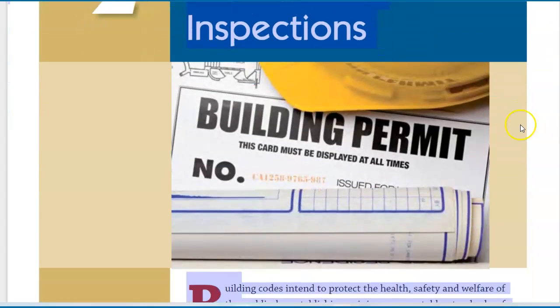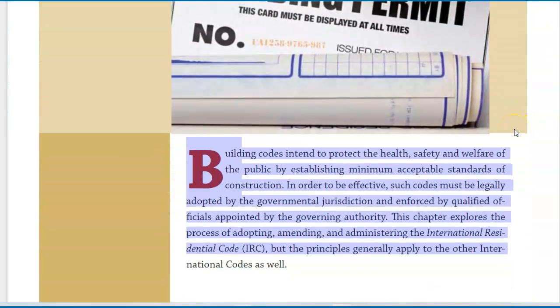Building codes intend to protect the health, safety and welfare of the public by establishing minimum acceptable standards of construction. In order to be effective, such codes must be legally adopted by the governmental jurisdiction and enforced by qualified officials appointed by the governing authority. This chapter explores the process of adopting, amending, and administering the International Residential Code (IRC), but the principles generally apply to the other international codes as well.